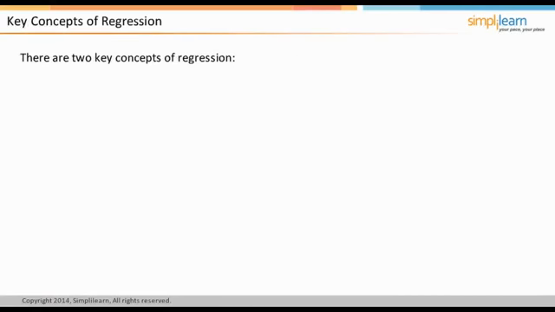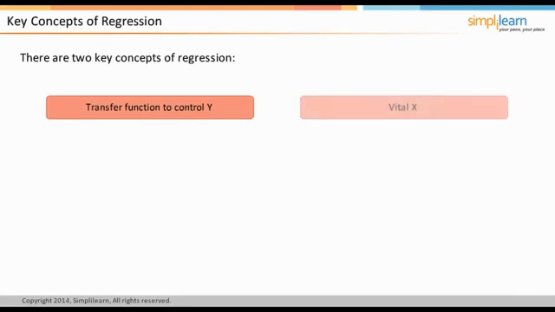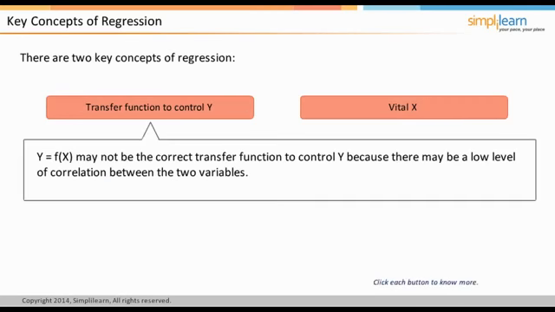There are 2 key concepts of regression: transfer function to control y and vital x. Click each concept to learn more. The output of regression is a transfer function f of x. Although the transfer function f of x gives the degree of movement in y as x changes, it is not the correct transfer function to control y, as there may be a low level of correlation between the two.